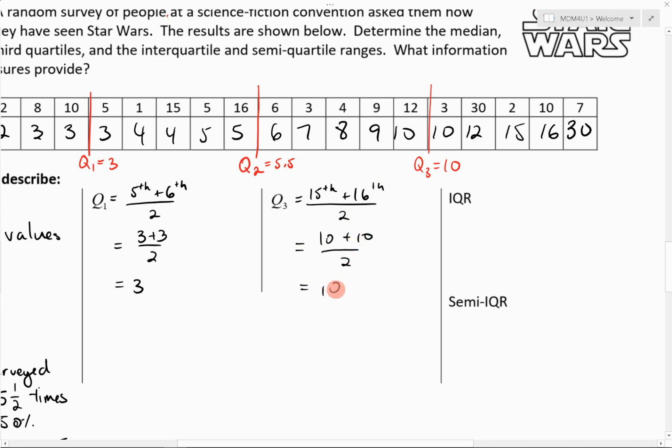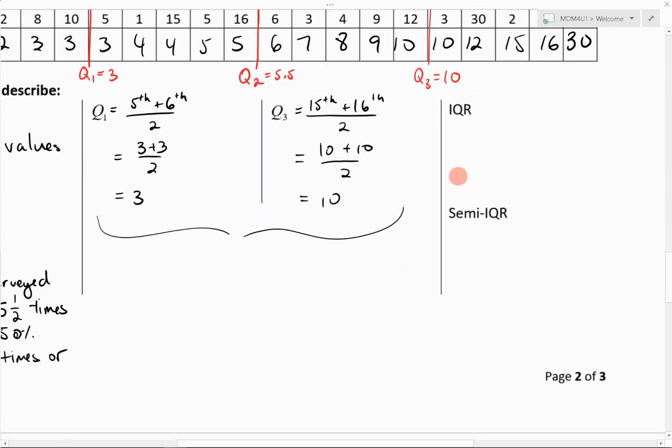Okay, so quartile 1 and quartile 3, what do they tell us? Let's make a quick note here. Quartile 1 and quartile 3 say half of those surveyed have seen it between those values. When I say half, by the way, I mean from quartile 1 to quartile 3, this represents half of your population, because each of these quartiles is 25%, so 25% over here, plus 25% over here, so 50% make up this interquartile range. So I'm saying half.